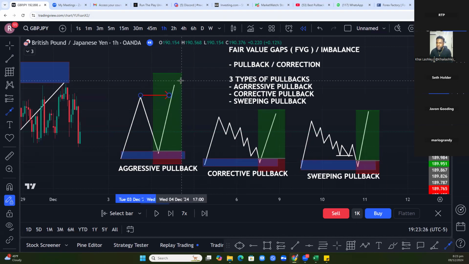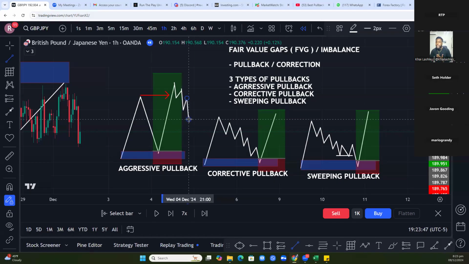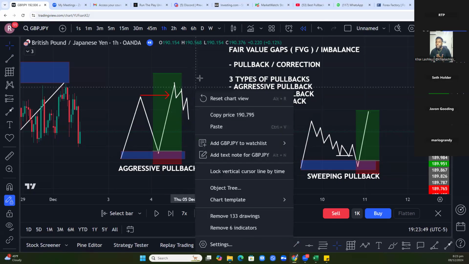This movement right here created a break of structure. That is one of your first indications that, okay, if I'm going to take another buy setup, I know that this area is a pretty strong area, because it created a break of structure.